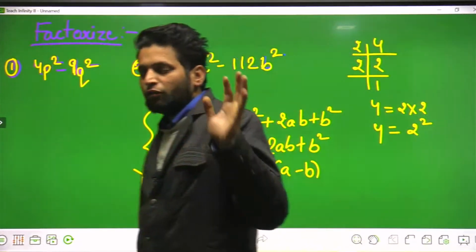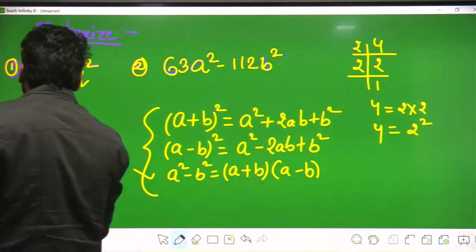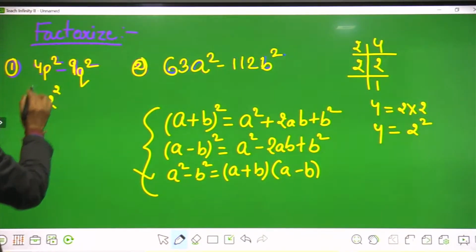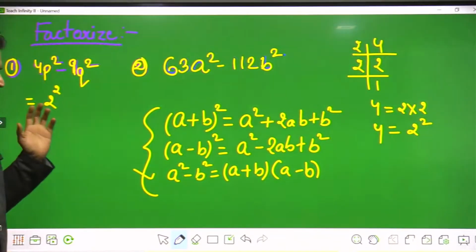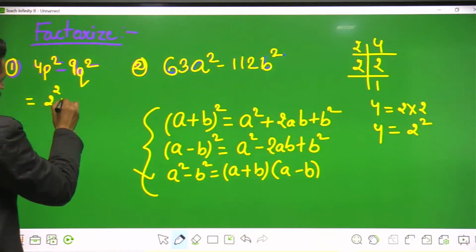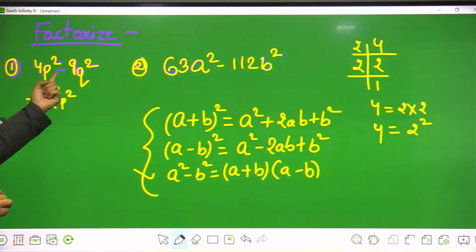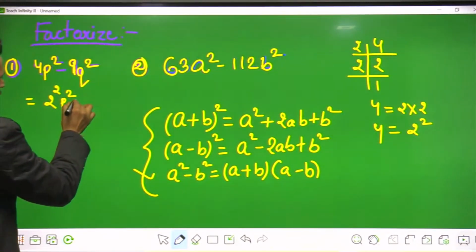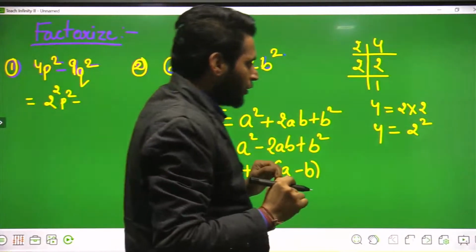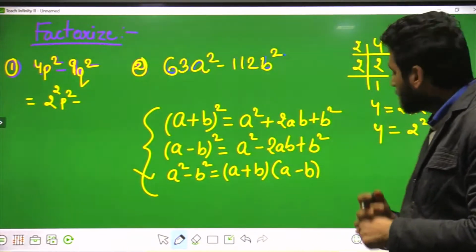Now 4 is converted into a square form. So in place of 4 we write 2 square, and p square is already there, so we write p square also. Then there is a negative sign, which we write as it is. And then again you can see there is a 9, so we convert 9 into a square.